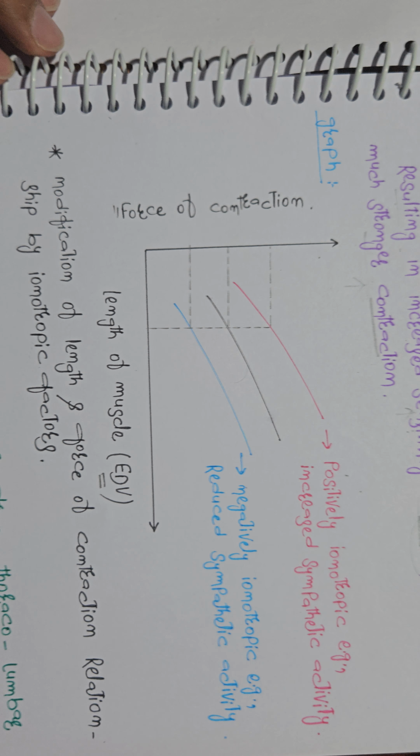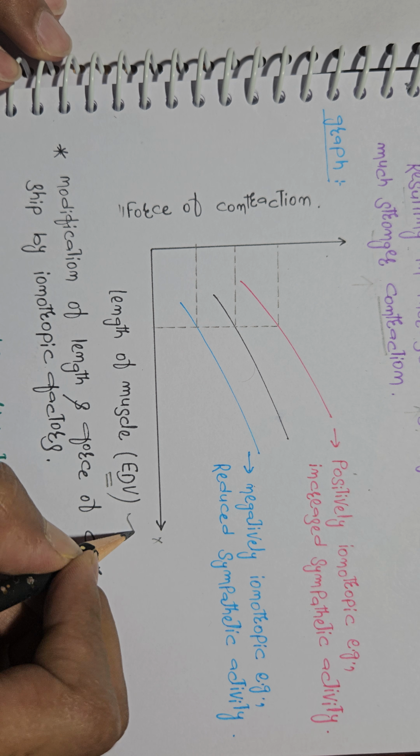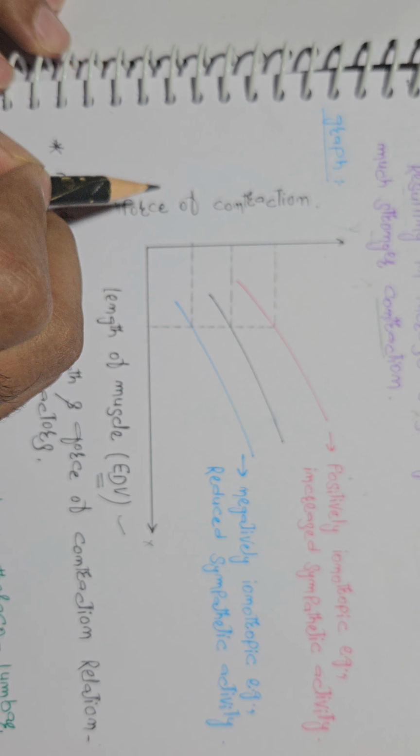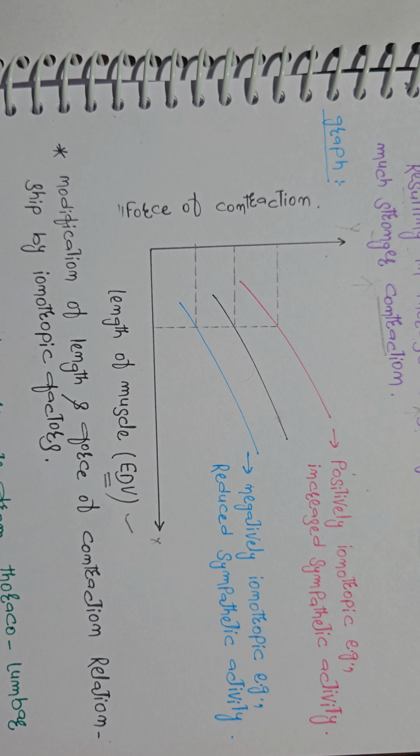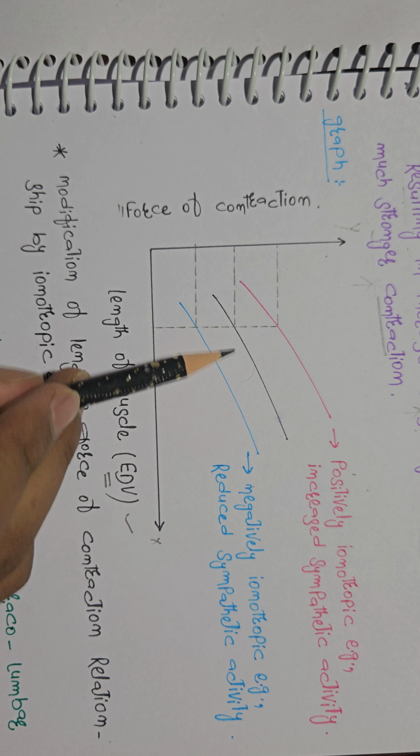This is the same graph, the previous graph. On the x-axis we have end-diastolic volume, and on the y-axis we have the force of contraction, and we can see there's a direct relationship. Clearly, now there are some factors which can alter this graph.